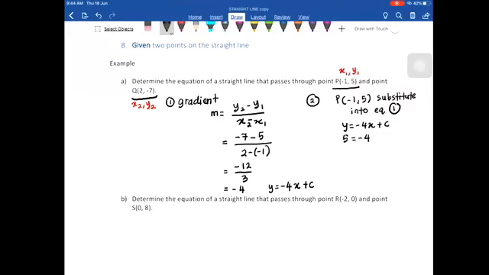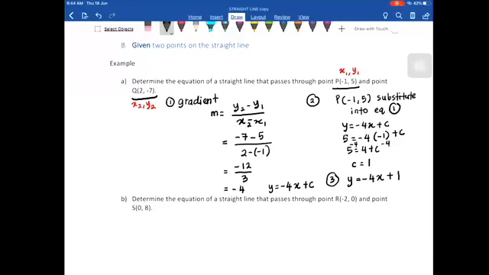-4 times x is -1 plus c. So 5 equals to 4 plus c. -4 minus 4. So c is equals to 1. So equation saya yang terhasil will be y equals to -4x plus 1. Itu je.